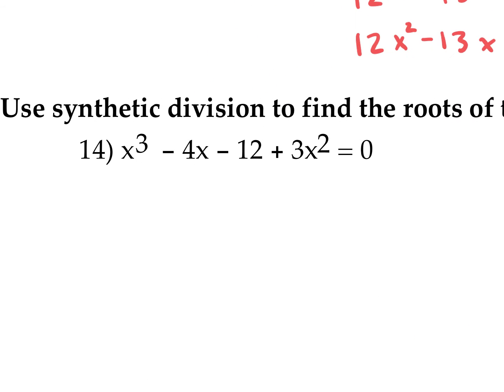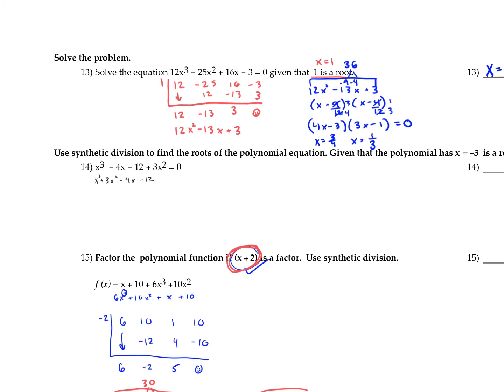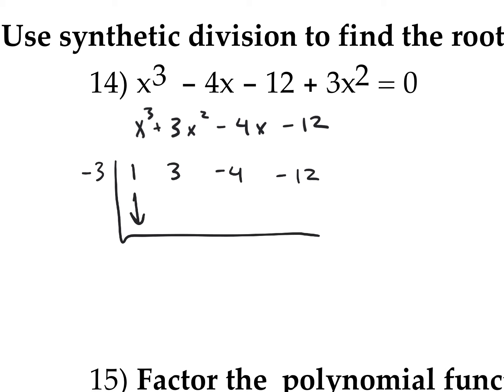So for 14, we've got to put it in the right order. So we have x cubed plus 3x squared minus 4x minus 12. And we have to use synthetic division to find the roots, given that x is equal to -3 is a root. So we're dividing it by -3. So we have 1, 3, -4, and -12 in our box. Drop down the 1, multiply, add, multiply, add, multiply, we get 0.